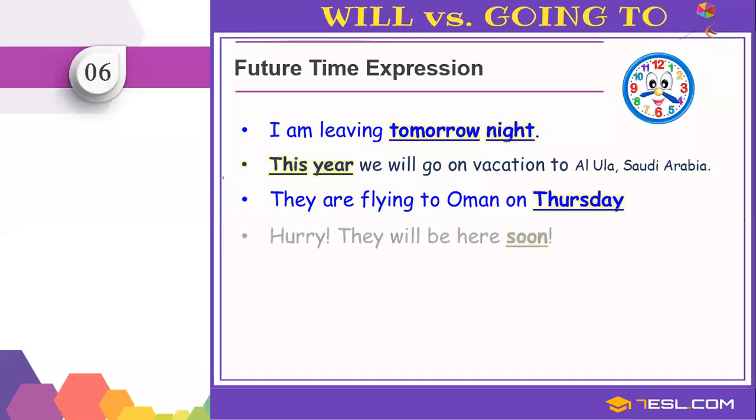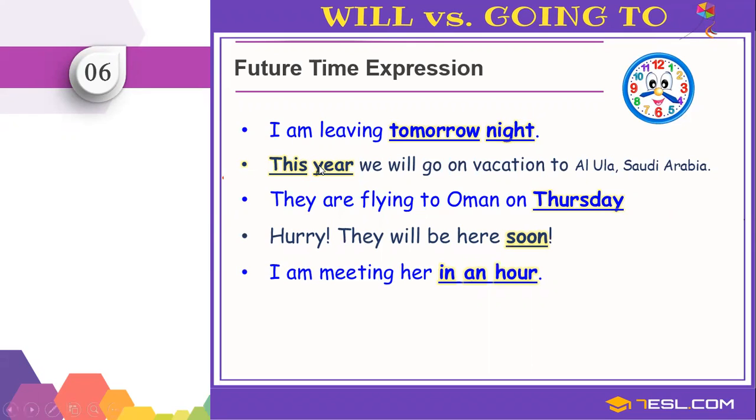Future expressions. Tomorrow, tomorrow night, tomorrow morning, and so on. This plus a period of time, this year, this week, this month, and so on. On plus day, on Thursday, on Wednesday, on Friday, soon, in an hour. In an hour means within an hour, يعني خلال ساعة. Next plus period of time, next month, next week, next year, and so on.